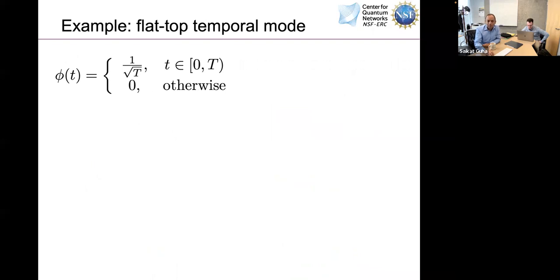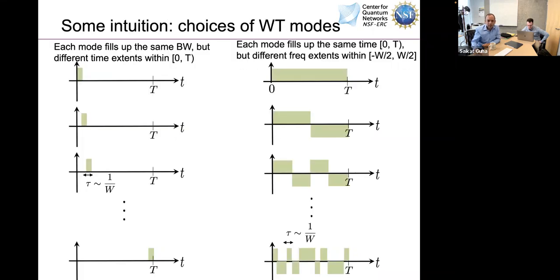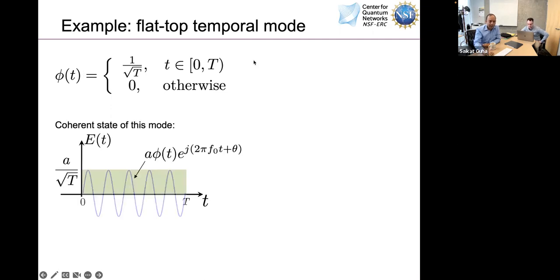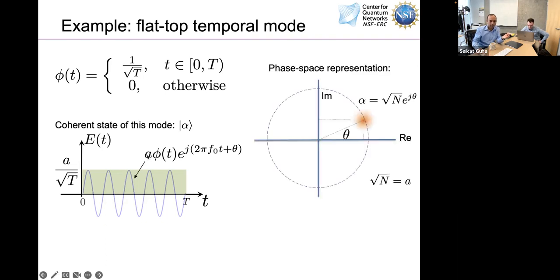Okay, so let's talk about that flat top temporal mode that I showed in the previous slide, that mode right here. 0 to T, and it's 1 over square root of T, so that the integral of the squared phi of t integrates to 1. And now when I say I want to excite this mode in a coherent state, as I said, all I have to specify is that complex number. The complex number is nothing but a times e to the j theta. So this a is the square root of n, the mean photon number, and theta is that phase.